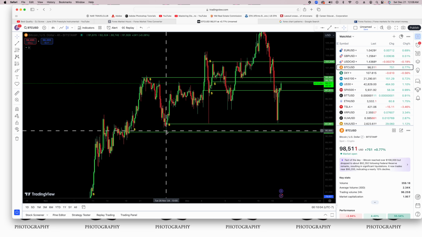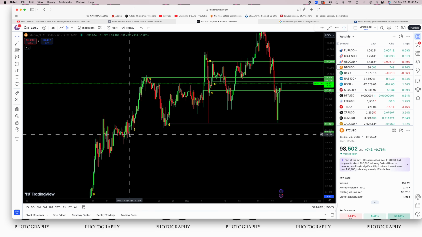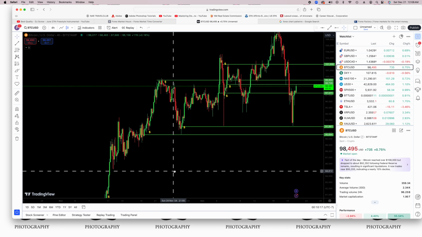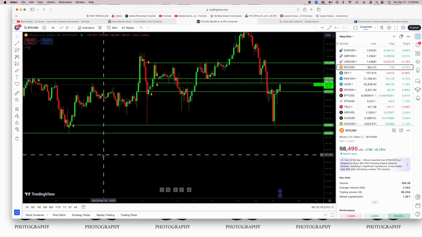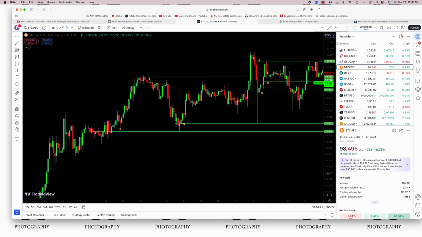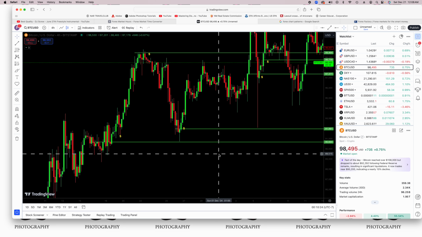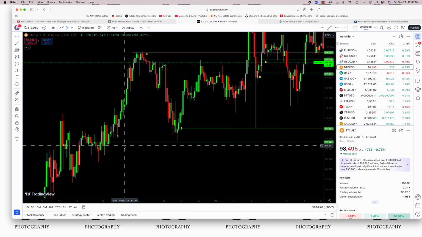News comes out about how Bitcoin's crashing. What do people do? They start getting scared, right? This is basically all a game of fear, manipulating fear. So, liquidity zones are basically the areas of interest for the banks.